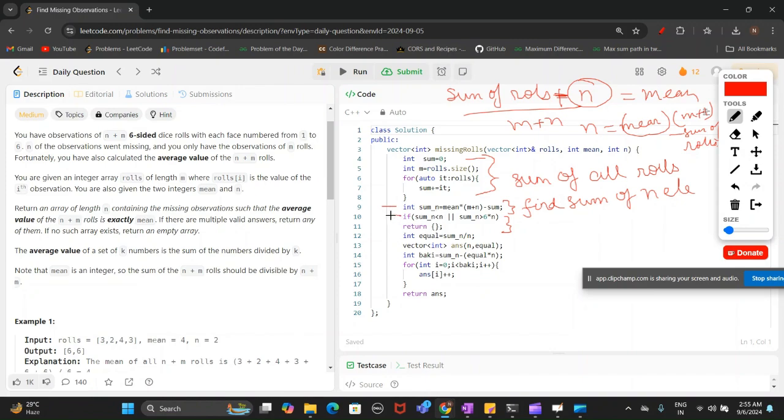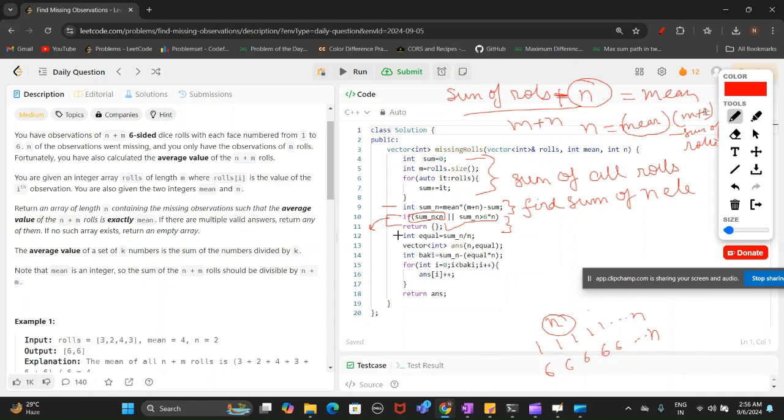Now I am checking that when my condition fails, I have to return an empty array. If my sum n is less than n, that means I have n elements. Suppose I have n elements, the minimum sum I can get is n, having 1, 1, 1, 1 up to n, and the maximum sum I can get is 6, 6, 6, 6 up to n. So if my sum n becomes less than n, or my sum n becomes greater than 6 into n, then I have to return an empty array. Now if that doesn't come, then my answer is possible.